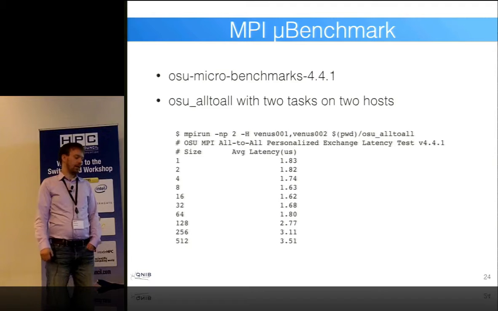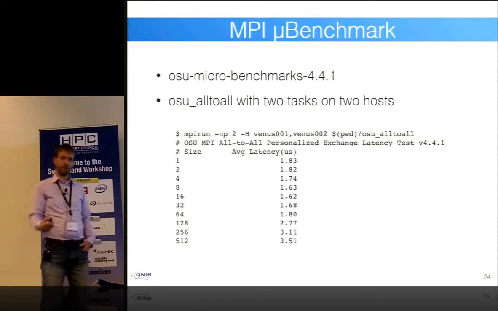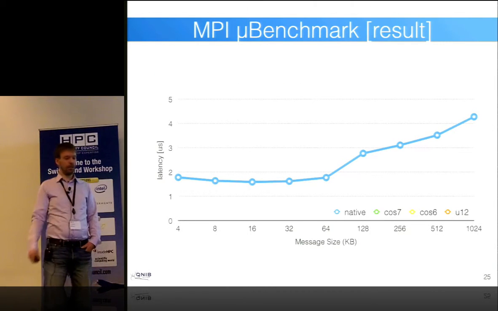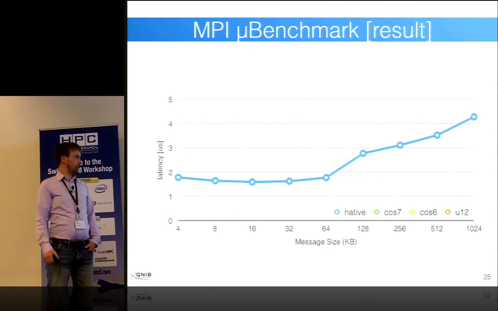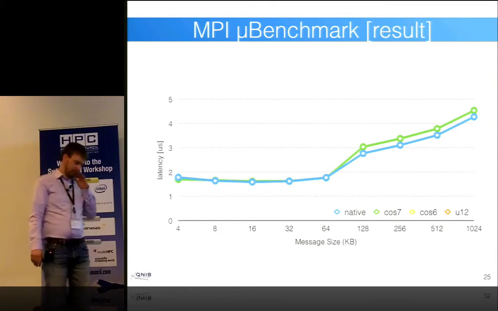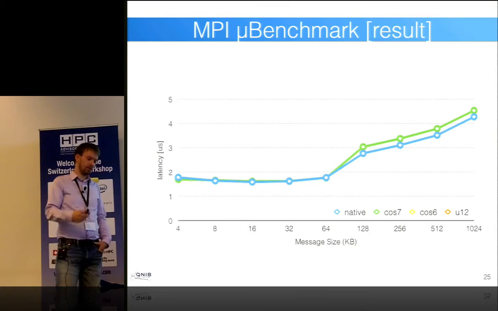I conducted a little MPI micro benchmark, which is pretty famous for comparing MPI performance. It does an all-to-all between 2 tasks on 2 distinct hosts. For the native installation, it looked like this. The CentOS 7 container has similar performance, which is kind of expected because it is just a process or a set of processes that uses the same userland, so there shouldn't be much difference.